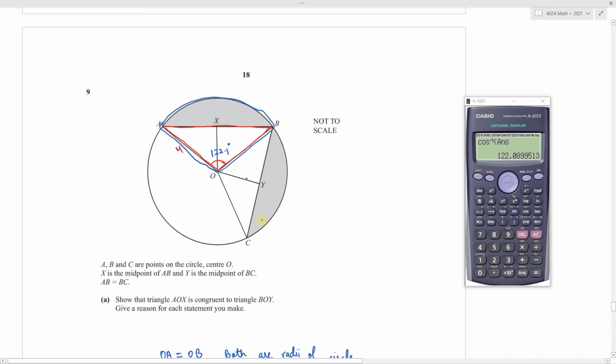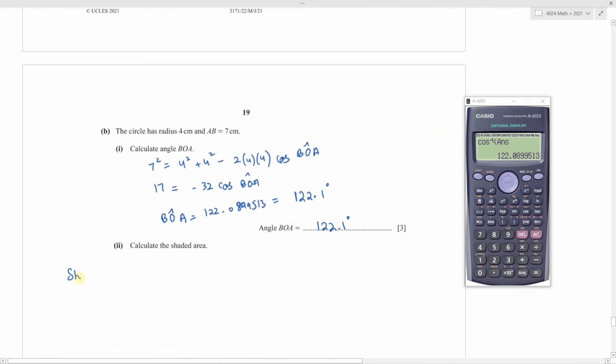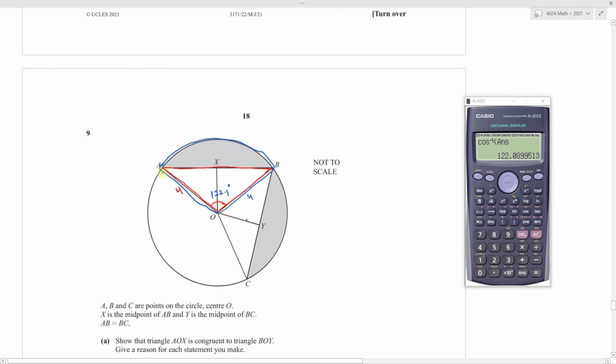So what is the area of this sector? Your radius is 4. The angle is 122.1 degrees. So the shaded area will be, what is the area of the sector? 122.1 over 360 degrees times pi r squared. R is the radius, 4. So this is the area of this blue sector.